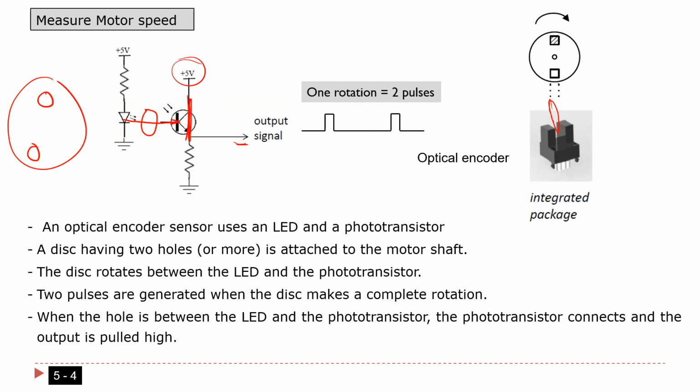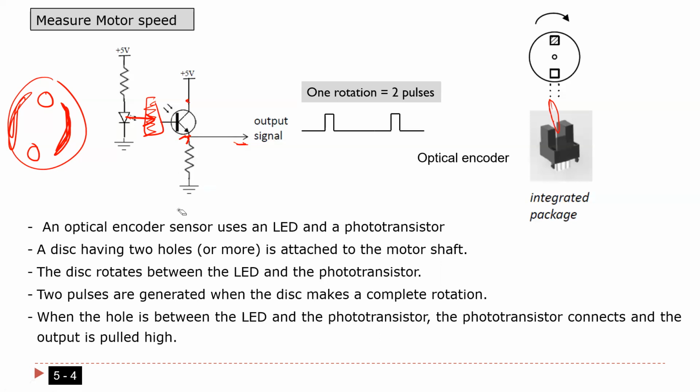So every time the hole comes here, the light is going to go through it. The transistor is going to be on, and the output here is going to be 5 volt. Okay, this is one case. The other case, if the solid part of the disk comes here, there is no light. The light is not going to hit the base. So this one is going to be open circuit, and the output is going to be 0.